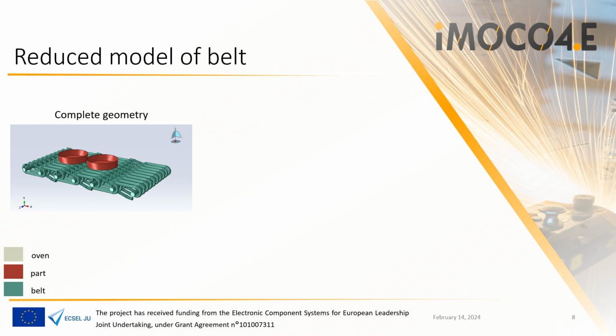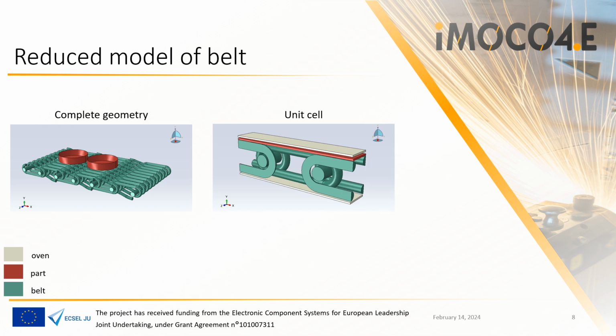First, we use a basic unit cell to represent the belt. This unit cell includes a small part of the belt with a part on top, shown in red. The oven walls are depicted above and below in white. Using simulation software Abaqus, we simulate the heating of this small section both with and without the part. We use proper periodic boundaries in the simulation.